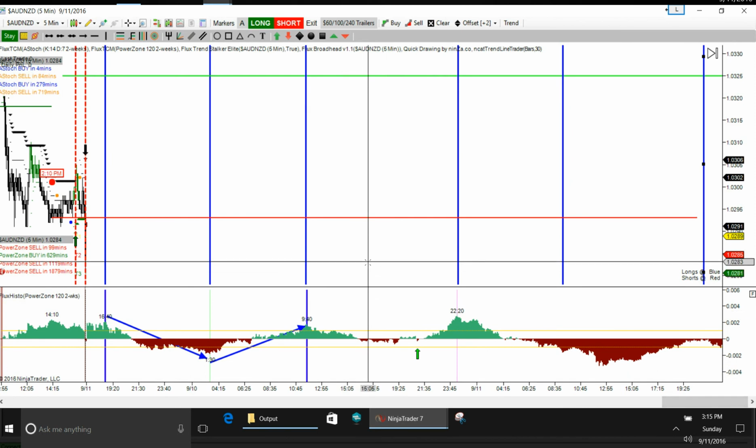I'm going to pause the video and switch over to my other workspace, which is the ATR bar color with the bigger time frames. I mean, with the pairs with the bigger movement.